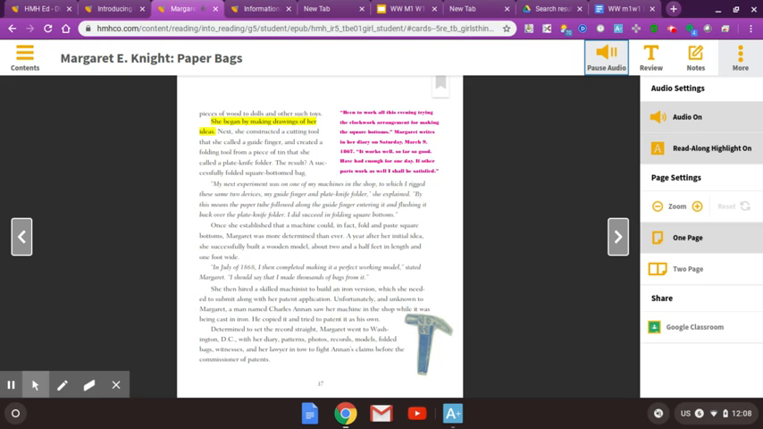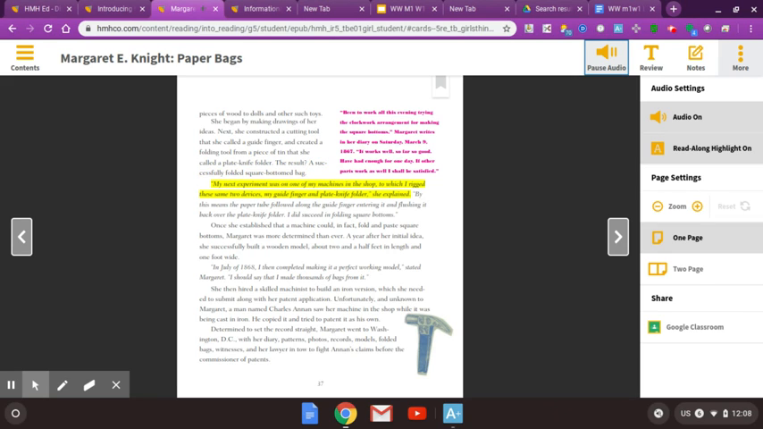She began by making drawings of her ideas. Next, she constructed a cutting tool that she called a guide finger, and created a folding tool from a piece of tin that she called a plate knife folder. The result? A successfully folded square-bottomed bag.